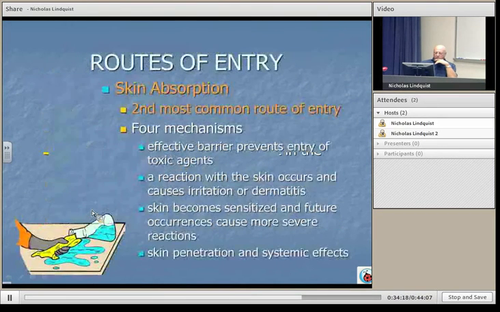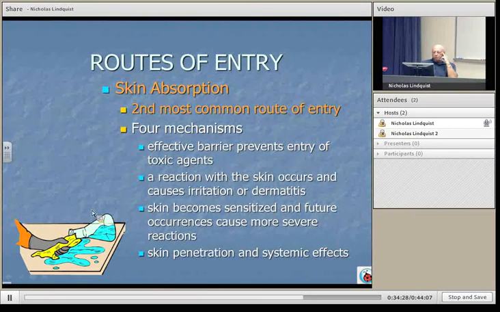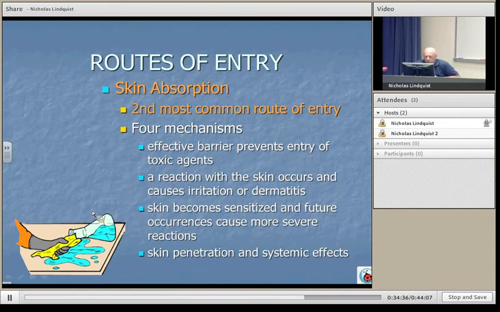As far as routes of entry, skin absorption, we refer to it as the second most common. Basically, there are four things that can happen when a contaminant contacts your skin. One, the skin acts as a protective barrier and prevents the toxic substance from getting into the body. Or it can cause the point of contact on the skin to develop irritation or dermatitis.